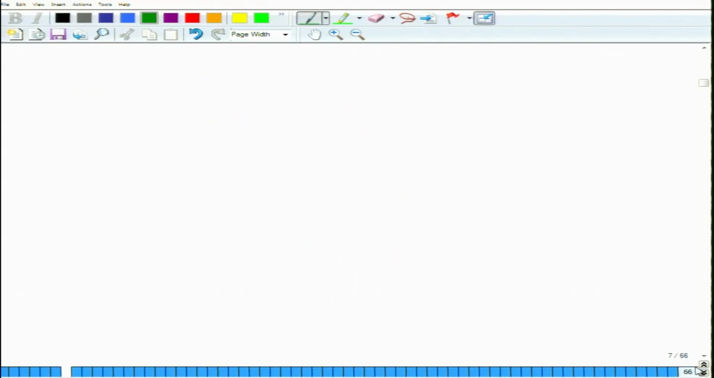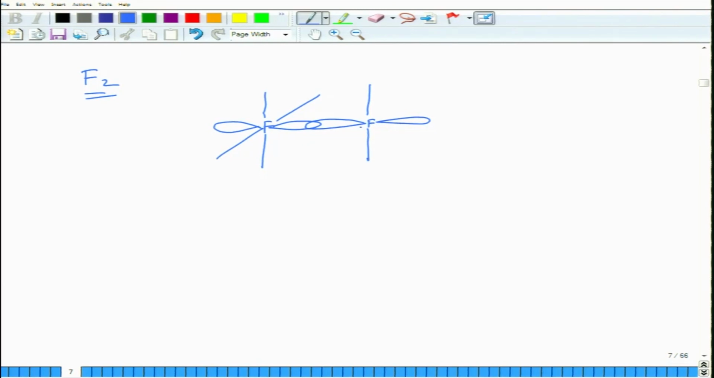Similar examples you can give for fluorine, for example, F2 gas. F2 gas has again F, it will have one orbital on this side, another orbital on this side, and it will interact with the neighboring fluorine atom, which will have p orbitals like this and the orbital like this. Of course, you will have the other two axes as well, and this will give you the F2 molecule.